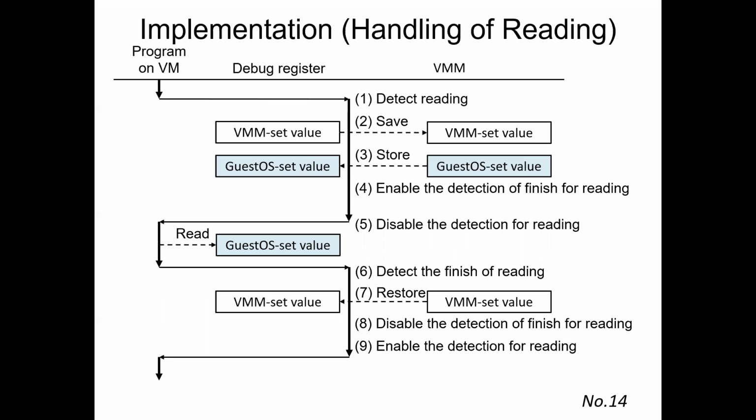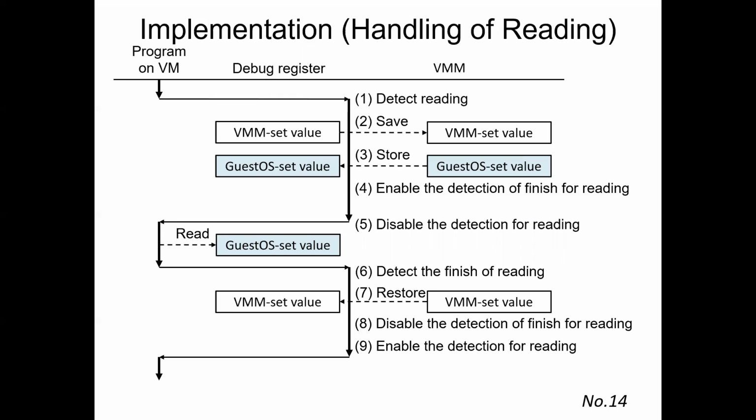Next, I'll introduce the processing of the proposed method when handling reading of debug registers. The flow shows the steps when the program tries to read the value of a debug register. First, the VMM detects reading from a debug register and saves the current value of the debug register. After that, it stores the guest OS set value to the debug register and enables detection of the end of reading from debug registers. This step is performed by enabling single-stepping execution. And after that, disable detection of reading from debug registers and return the processing to the program on the guest OS.